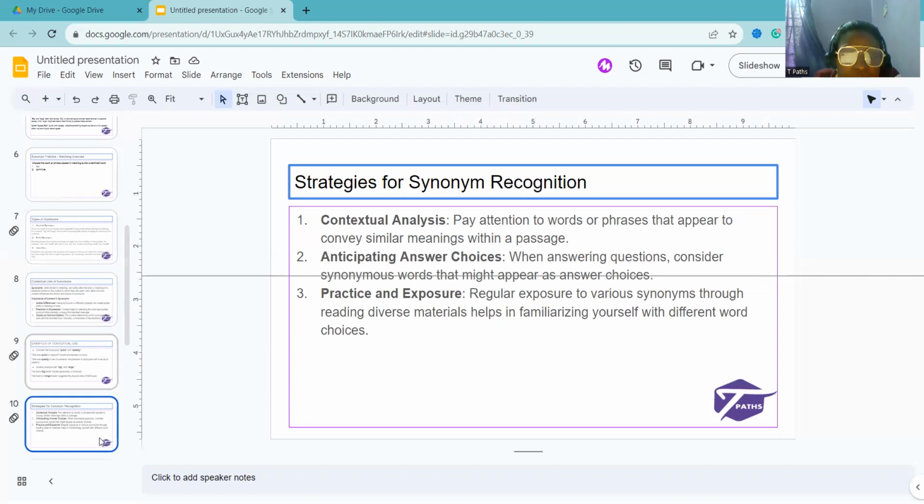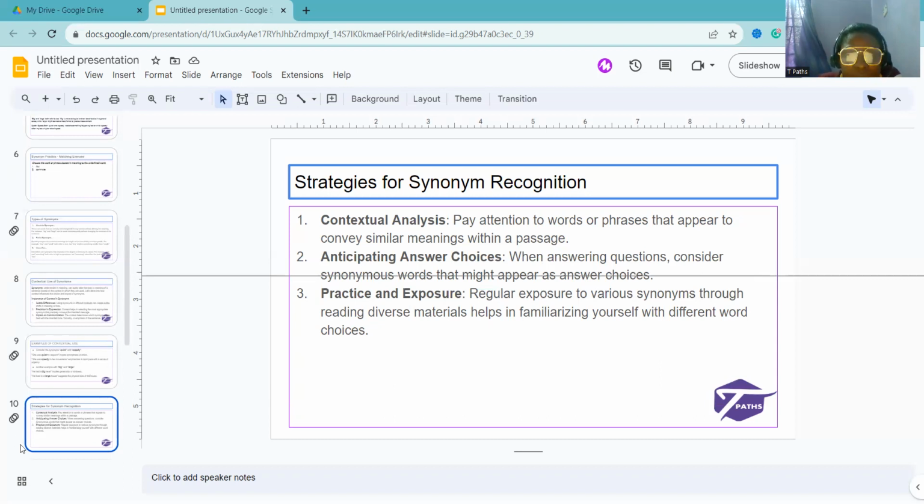Practice and exposure. Regular exposure to various synonyms through reading diverse materials helps in familiarizing yourself with different word choices. Anticipating answer choices: you need to consider synonyms of words that appear in answer choices. Check the words very well, analyze them. There are some that might look tempting, but that is just a trick. So you just have to analyze the options very well before you choose your answer.